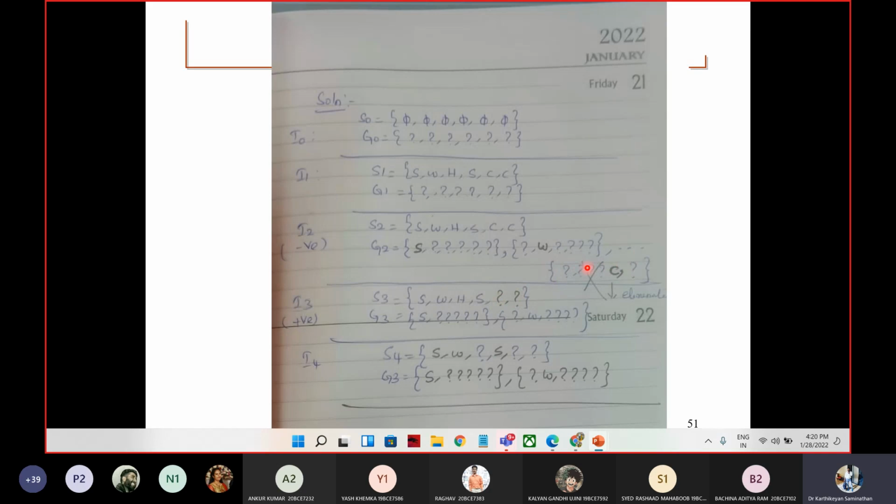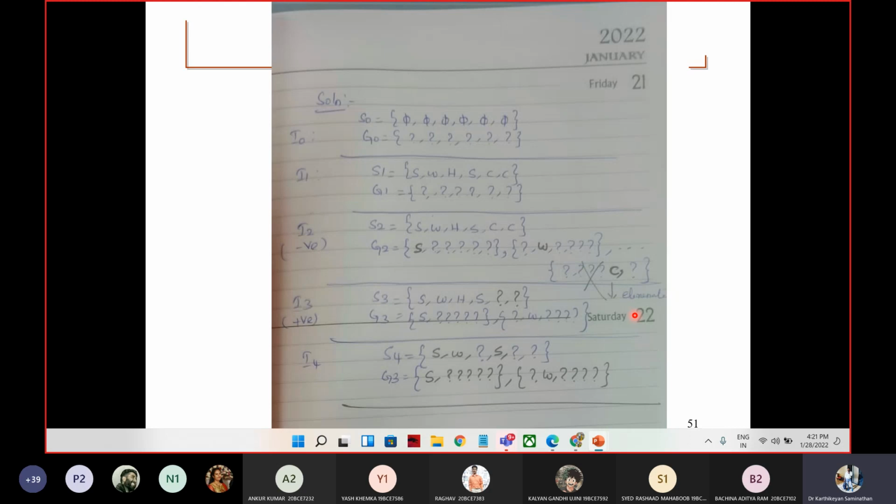G2 versus S3. So when I calculate G3, I am comparing with the previous state, G2 versus S3. So here there is a contradiction. Even if you compare S3 versus S2, since these two are general and specific, there is again a contradiction. So what I need to do while considering G3 is eliminate this hypothesis. So this hypothesis will be eliminated. That is what the candidate elimination algorithm is.